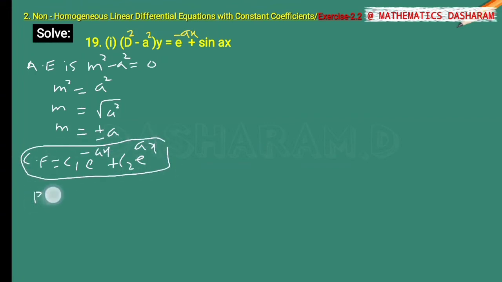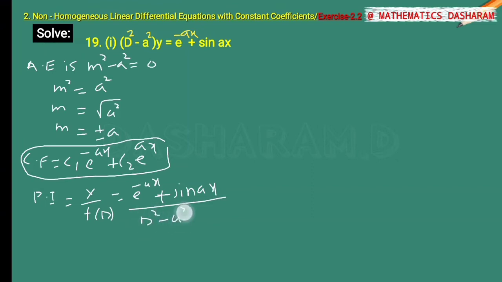Now the particular integral is x divided by f of d. So x value is e to the power of minus ax plus sin ax divided by d square minus a square. Now split into two fractions: e to the power of minus ax by d square minus a square, plus sin ax divided by d square minus a square.